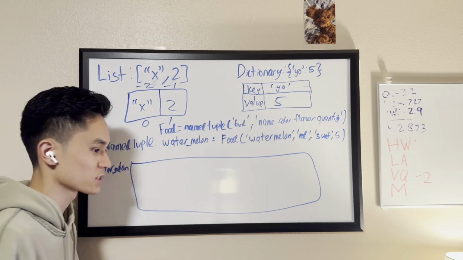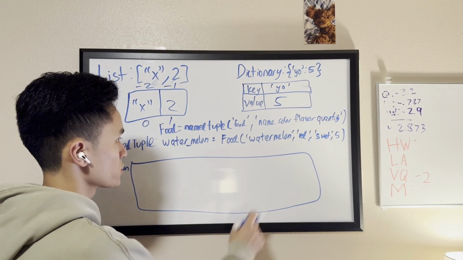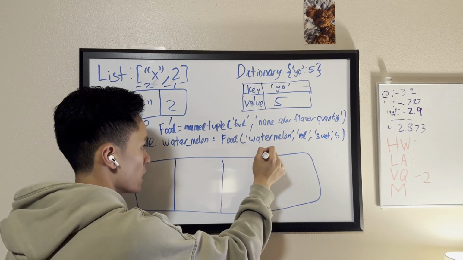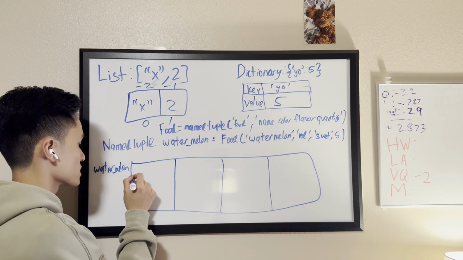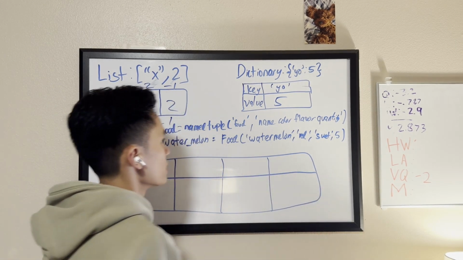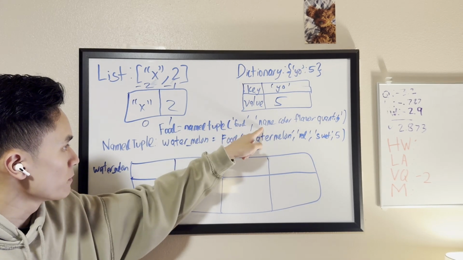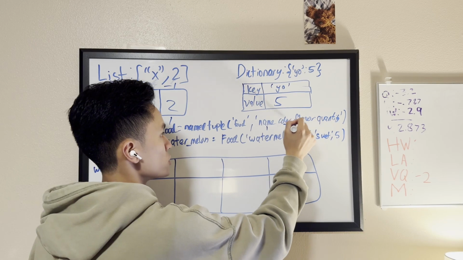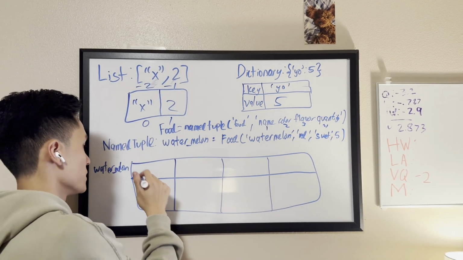Namedtuples. So we have one big box. How many elements do we have? 1, 2, 3, 4. So let's divide this into 4 boxes. Great. Since we need to specify the names, let's give ourselves some space to specify it. As you can see, we have name, color, flavor, quantity. So we have 1, 2, 3, 4. That's how we determine how many boxes we have, and now we're going to put them in here.